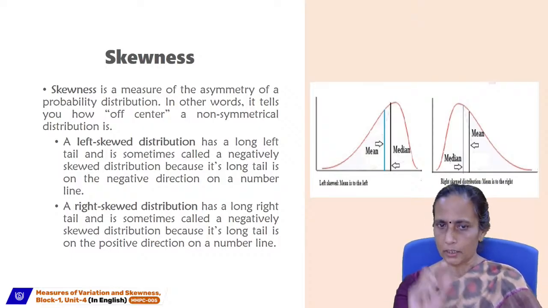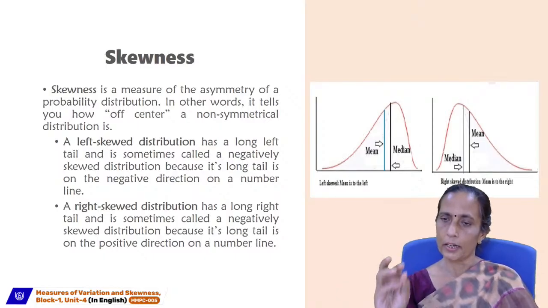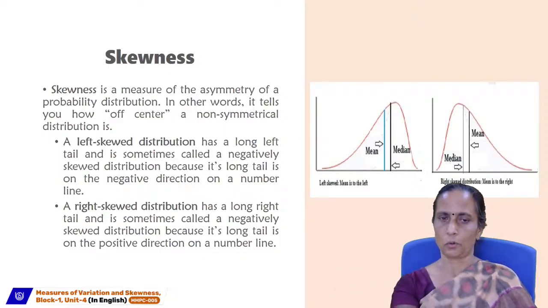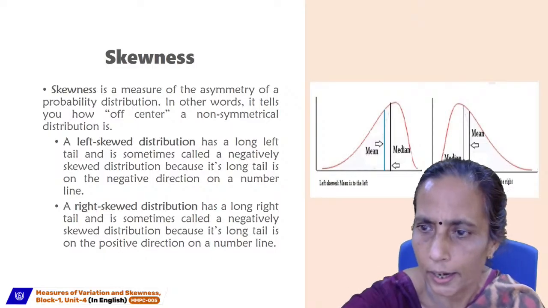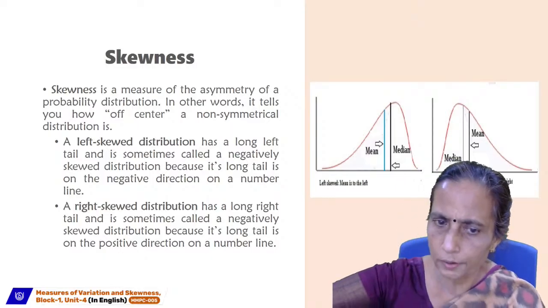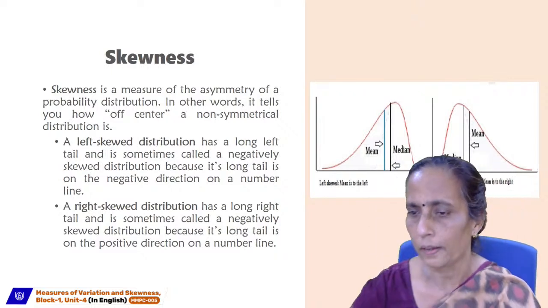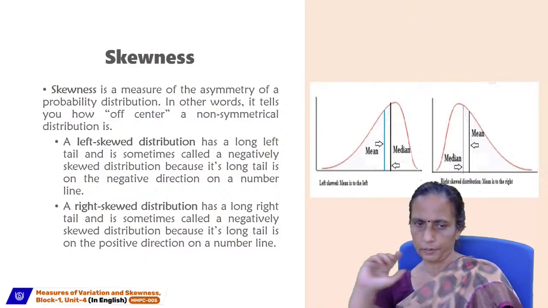So a right skewed distribution has a long right tail and it is sometimes called a positively skewed distribution because its long tail is towards the positive direction of the mean. This is the mean and your tail is towards the right side of your mean, that is, in the positive direction.